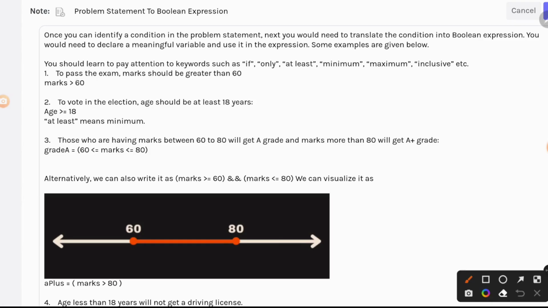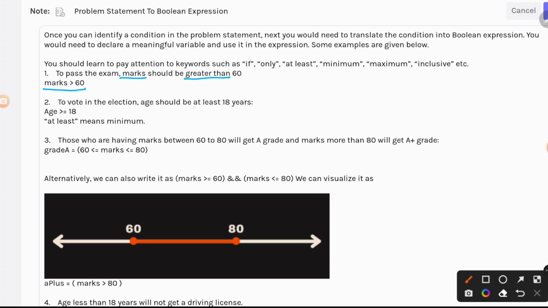The first one says to pass the exam, marks should be greater than 60. Pay attention to the words greater than. It clearly says greater than. So let's take a variable called marks and it becomes marks greater than 60. Very straightforward.